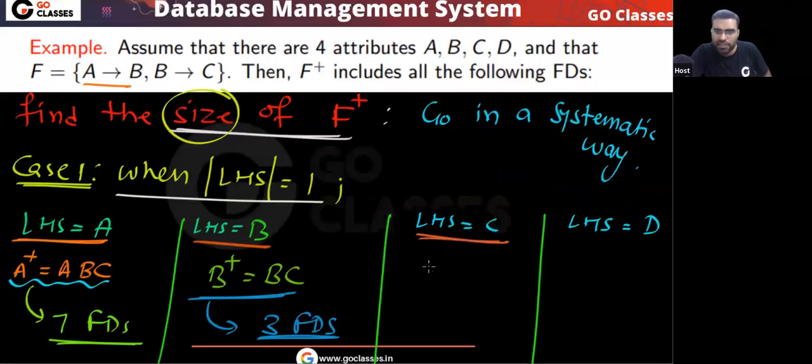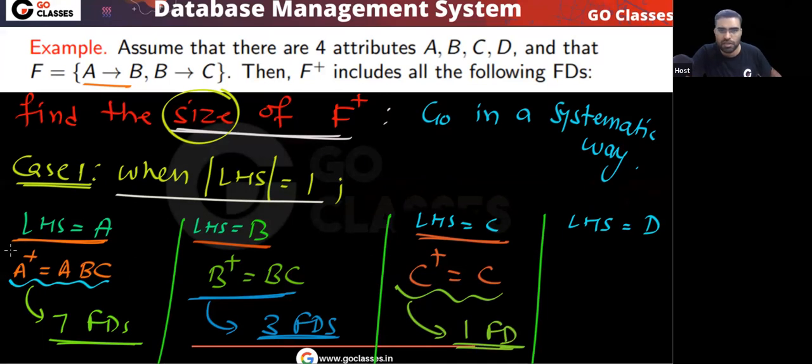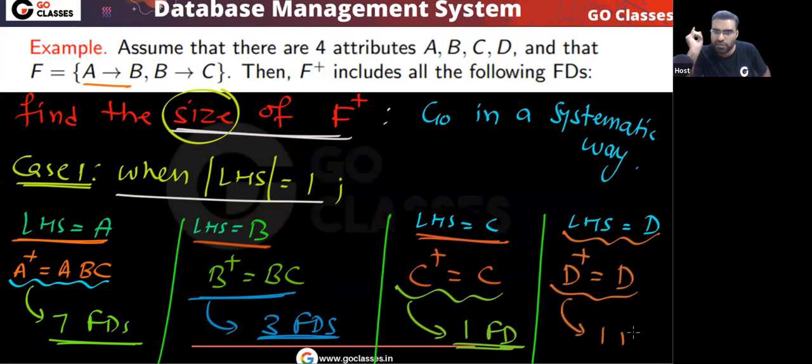Now tell me, if LHS is C, then what is C plus? C plus is C. How many FDs will you get here? Only one FD, that is C determining C. What about D? If LHS is D, how many can you get? One, that is your trivial FD. Just find D plus. D plus is D. So you get one FD, that is D determining D. Okay, is this clear?